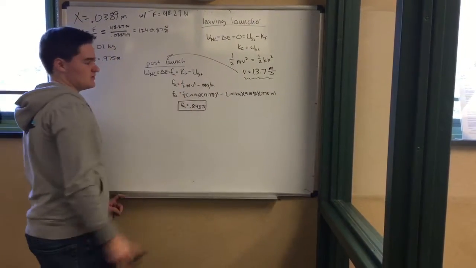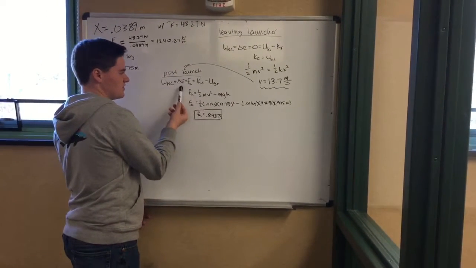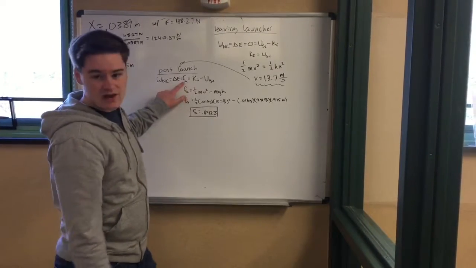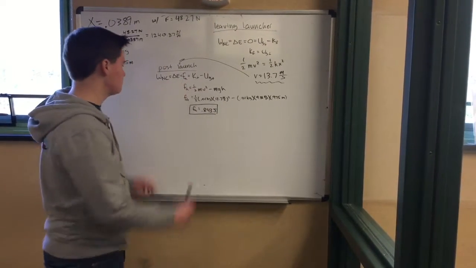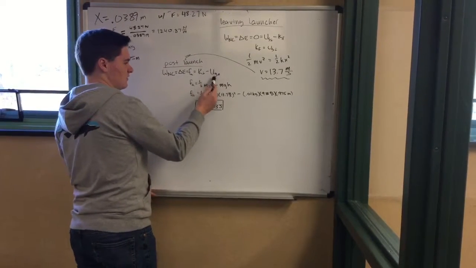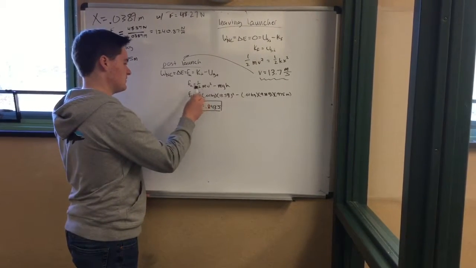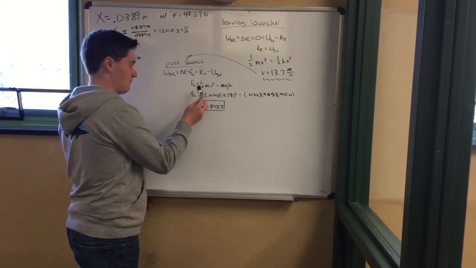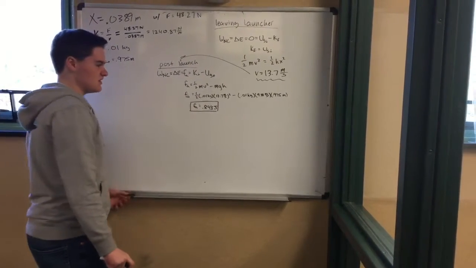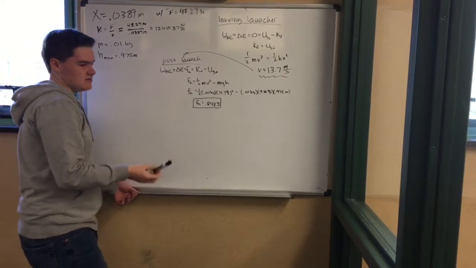So we can go over here to post-launch, where we get work done by the non-conservative forces equals our change in energy, which is going to equal our energy loss due to air friction, which is what we're solving for, which is going to equal our initial kinetic energy minus our final potential gravitational energy. So we get that our air friction value equals 1/2 mv squared minus mgh. And we calculated out that h equals 0.975 meters.